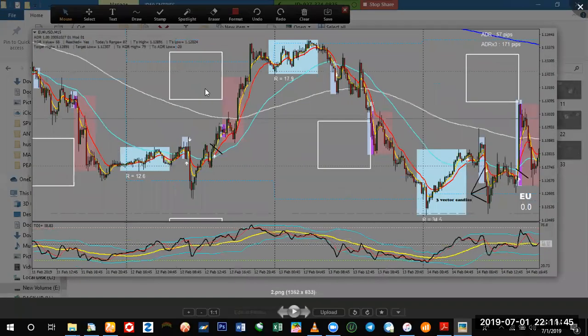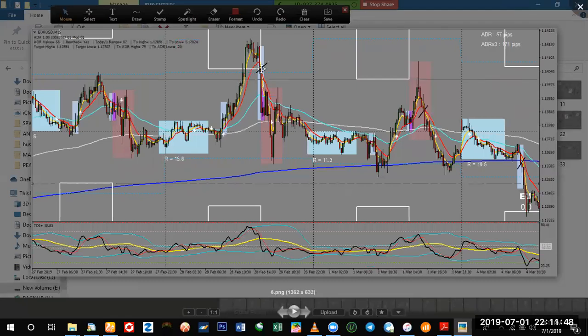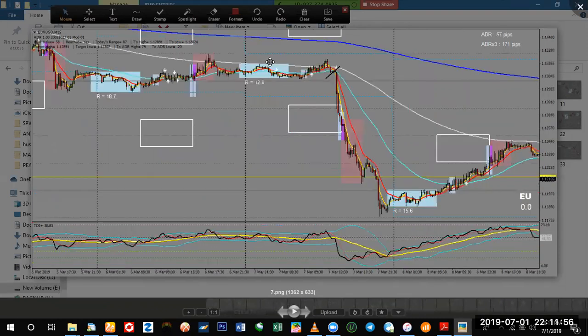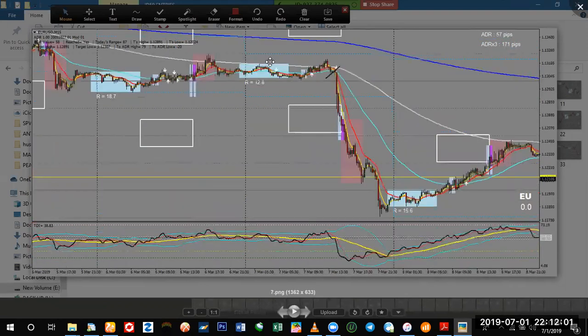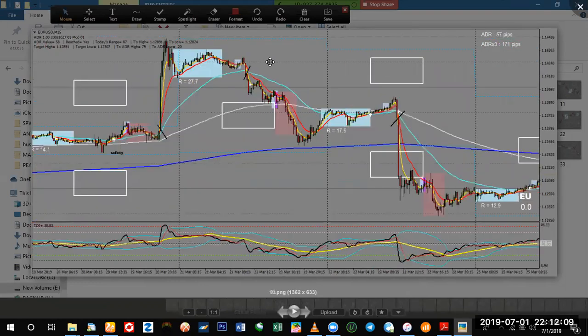So let's take a look at the markings I have. This one was the entry peak here around gap time. This one was a news peak where he formed this half a Batman, the outside structure. So your entry is here.